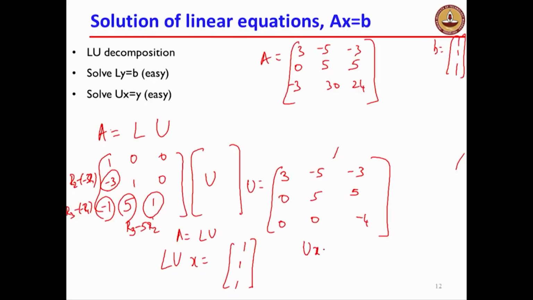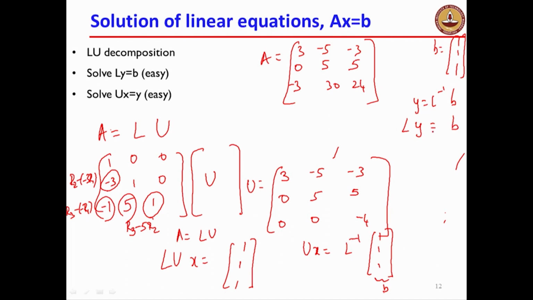I can just use these two factors to solve for the right hand side. And how is that? You see this. Ux is equal to L inverse times 1, 1, 1, and this is my B. So let me call Y equal to L inverse B. Do I need to know the inverse of L? I don't need to know it. I have written it as L inverse B, but I will just pre-multiply and say Ly equal to B.